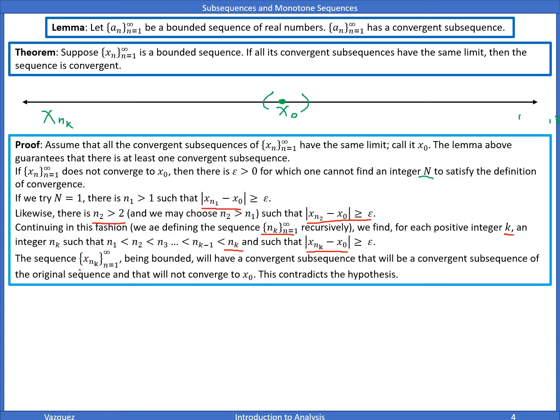Well, the sequence x sub n sub k being bounded will have a convergent subsequence, right? That will be a convergent subsequence of the original sequence, but that will not converge to x naught. And this contradicts our hypothesis, therefore showing that this is false. So x sub n must converge to x naught.